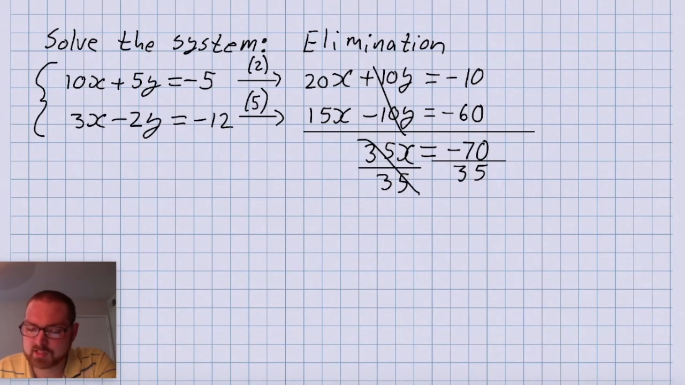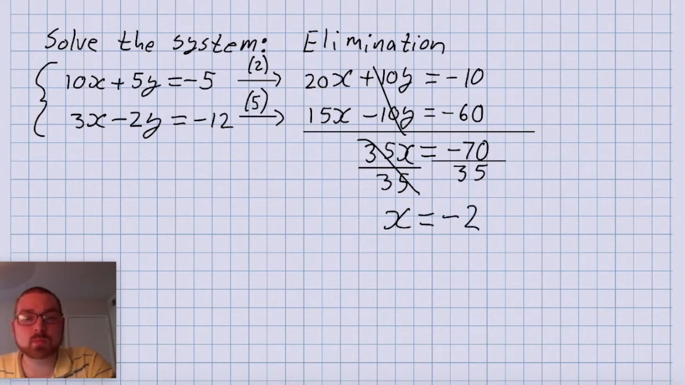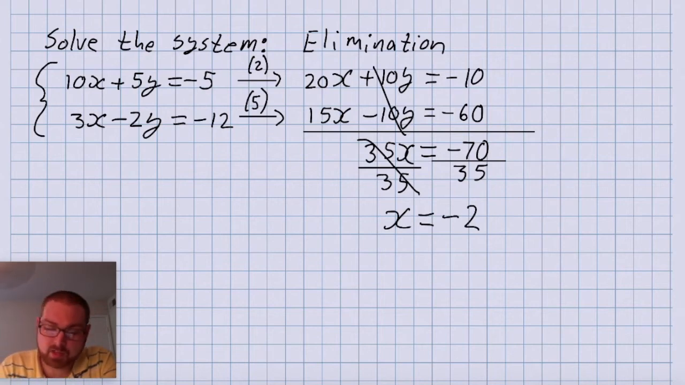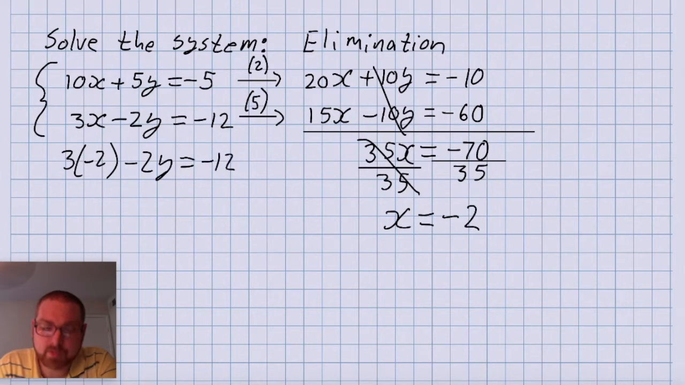Well, these cancel. And 70 divided by 35 is 2, so negative 2. The same number we got before. Now, we have to go back to one of our two original equations and plug that back in. 3 times negative 2 minus 2y is equal to negative 12. That is negative 6 minus 2y is equal to negative 12, and just keep solving it.